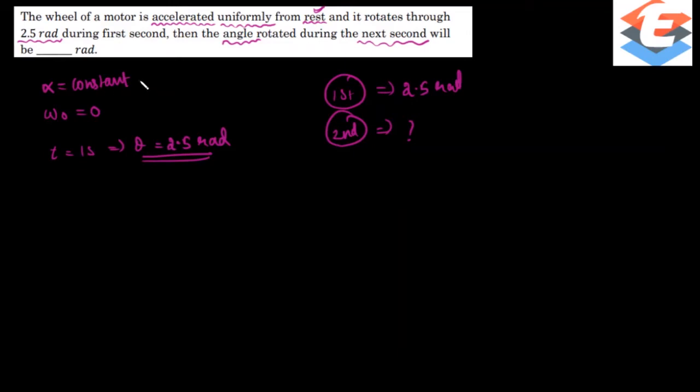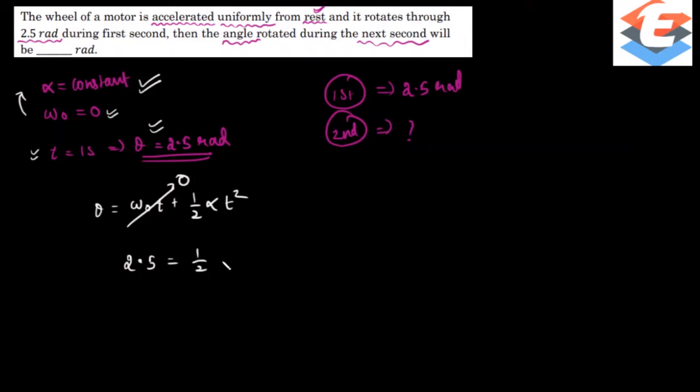We don't have alpha. Alpha they given as constant, but we don't have its value. But we know initial angular velocity is 0 anyways, we know time taken, and we know angular displacement. So by using these, I can easily find out alpha. How can I find out? Simple, we know the basic equation for constant acceleration: theta is equal to omega naught t plus 1 by 2 alpha t square. Already omega naught is 0, so that will become 0. So theta is 2.5 radians, which is equal to 1 by 2 into alpha, which is not known, multiplied by the time taken, which is 1 square.